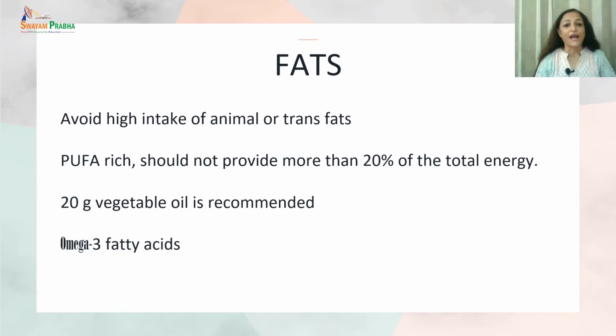When we talk about fats, the persons who are hypertensive are more prone to atherosclerosis also. So it is advisable to avoid high intake of animal or trans fats. And the fats which are incorporated in the diet should be rich in unsaturated fatty acids, and they should not provide more than 20% of the total energy which a person is consuming. So here we advise that a person should go for 20 grams of vegetable oil, and omega-3 fatty acids may play a very good role in regulation of blood pressure, because certain studies have indicated that they can help in dilation of the arteries.